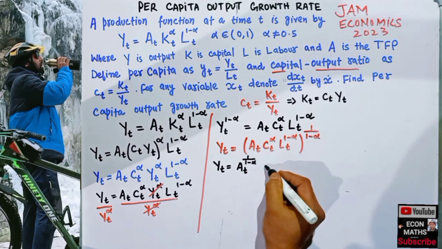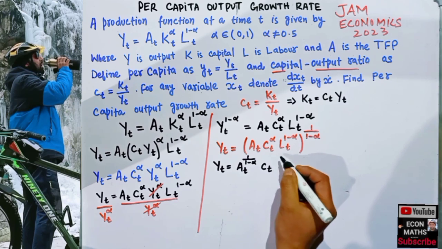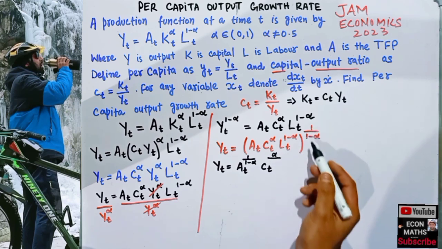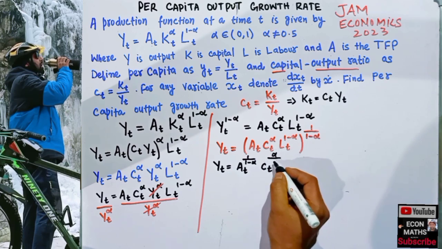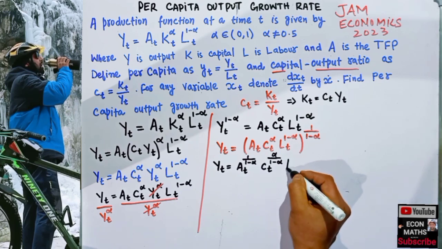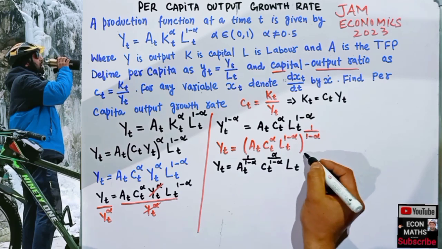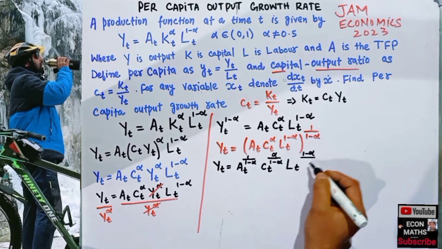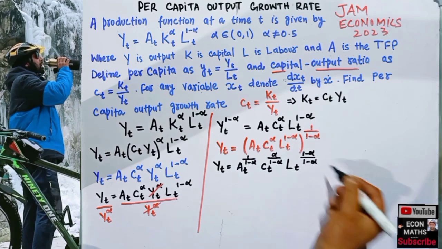Then we have CT raised power alpha divided by 1 minus alpha. I am expanding it, so we have 1 minus alpha here also. Then we have LT, we have 1 minus alpha of this, and we get this 1 minus alpha also.